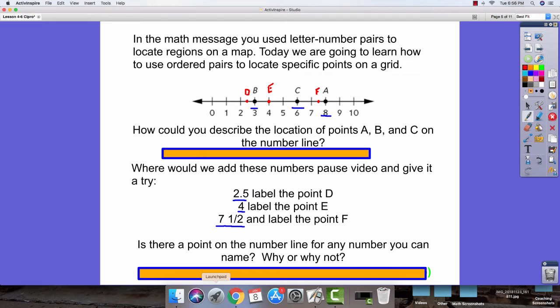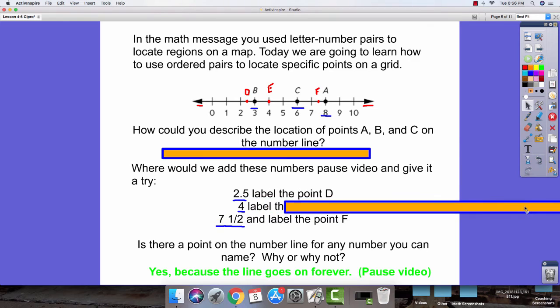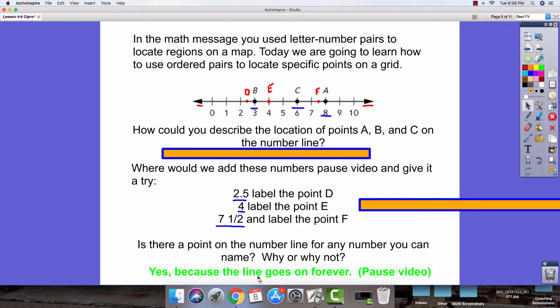All right. So now here's this question. I just want you to think to yourself. I don't want you to write anything yet. Is there a point on the number line for any number you can name? Why or why not? Just think. Well, after you thought about it, let's take a closer look. If you remember 4th grade, this is a line. I have arrows on both sides. That means I can extend this out forever, and I can extend it this way out forever. So no matter what number I have, I can always plot it. So yes, because the line goes on forever. So pause video and write that down in your guided notes.